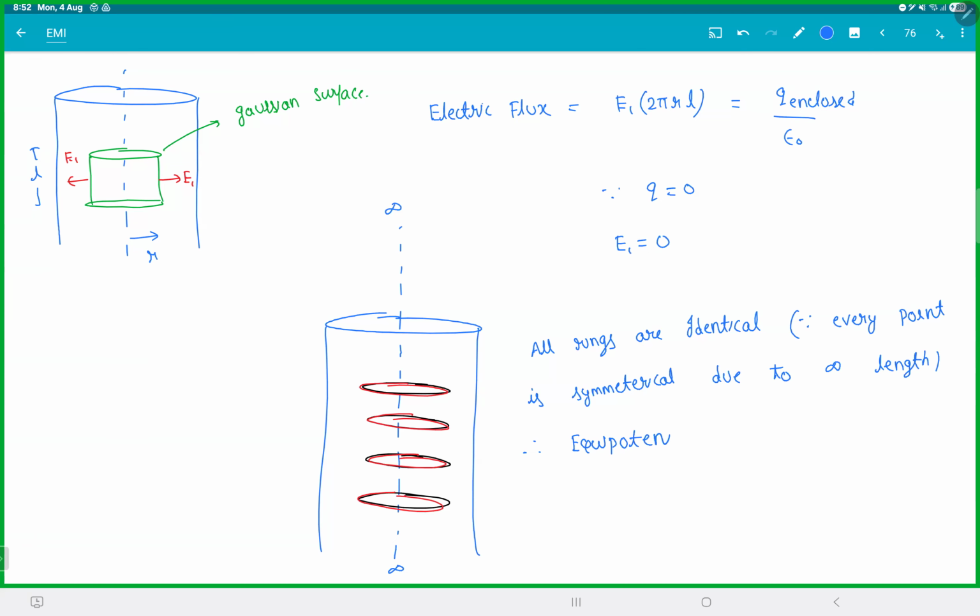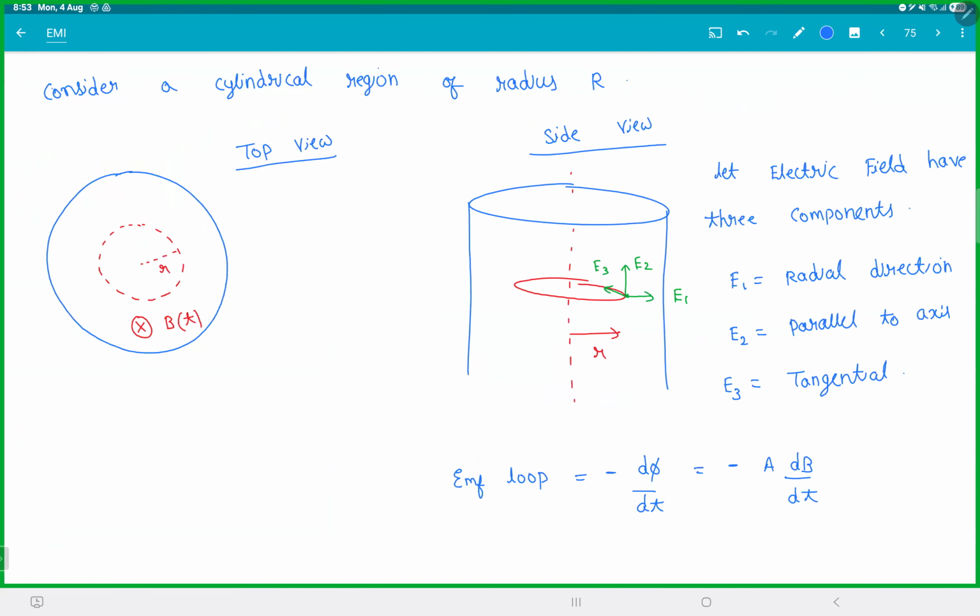And if it is equipotential, that means the field must be 0. Why? In the direction of field, potential changes. And now you are saying along the axis, the potential is the same. So the field along the axis cannot exist. Clear with this? Therefore, E1 is 0, E2 is 0. The only guy left is tangential. And that kind of makes sense.